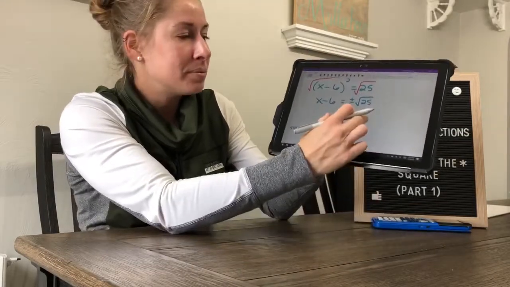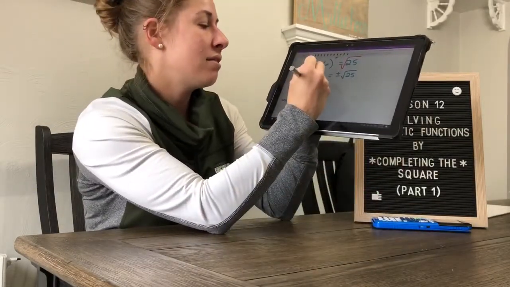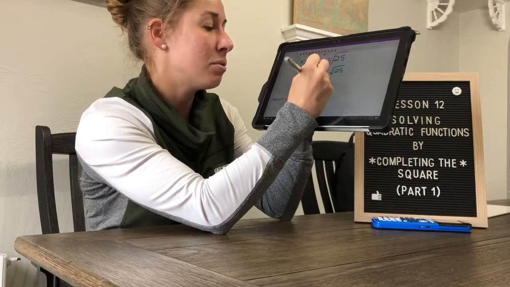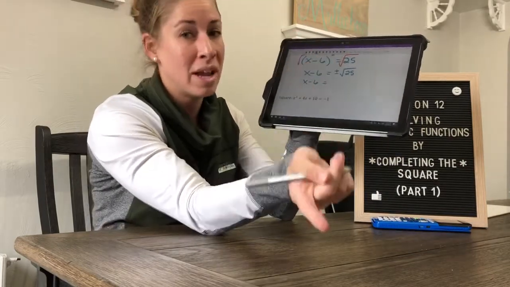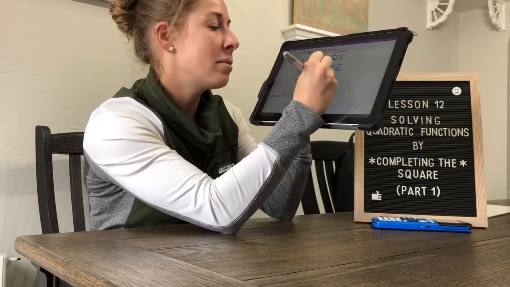25 is a perfect square. The square root of 25 is just 5. So x minus 6 equals, you still need the plus or minus, because remember it can be a negative 5 or a positive 5. So plus or minus 5.